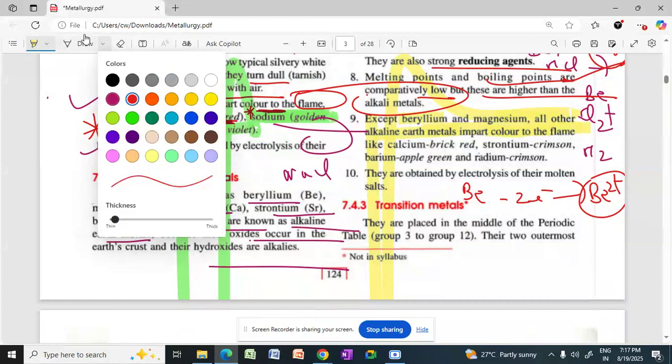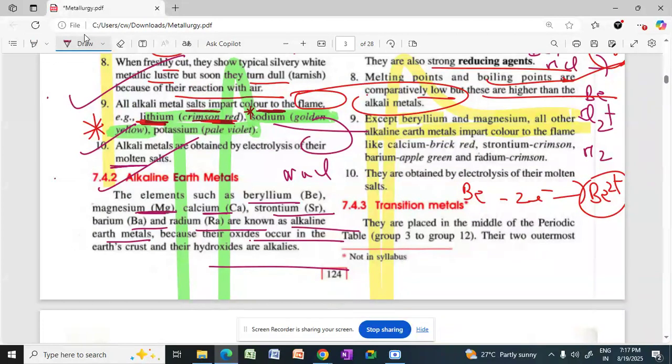Now, as I'm saying, the others impart color to the flame. So what about their colors? Calcium imparts brick red color to the flame. Strontium imparts crimson color. Barium, apple green color, important question. Radium, crimson color flame. So the important one here is calcium, asked in the exams, brick red color flame. Barium is also important, apple green color flame.